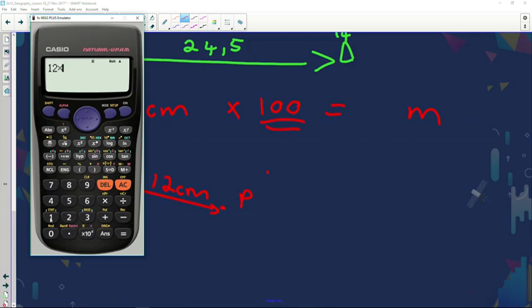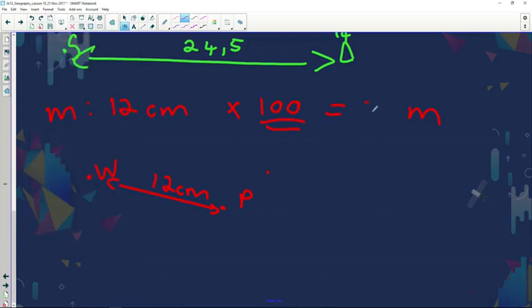12 times 100 equals 1,200 meters. And that's how you calculate distance on a topographical map and an orthophoto map. Now let's use a real map as an example to calculate the distance. Now, very importantly, grade 12s, keep in mind, make sure what your question asks from you.